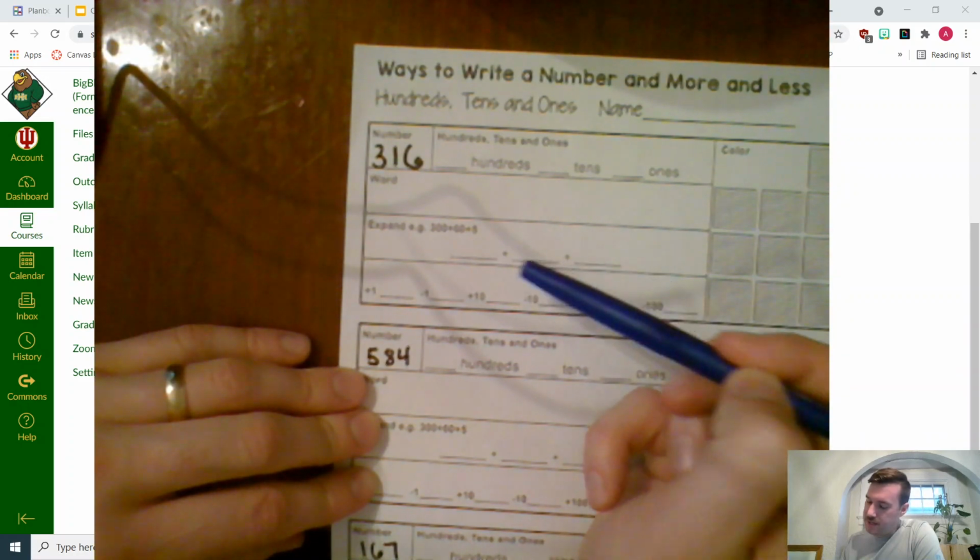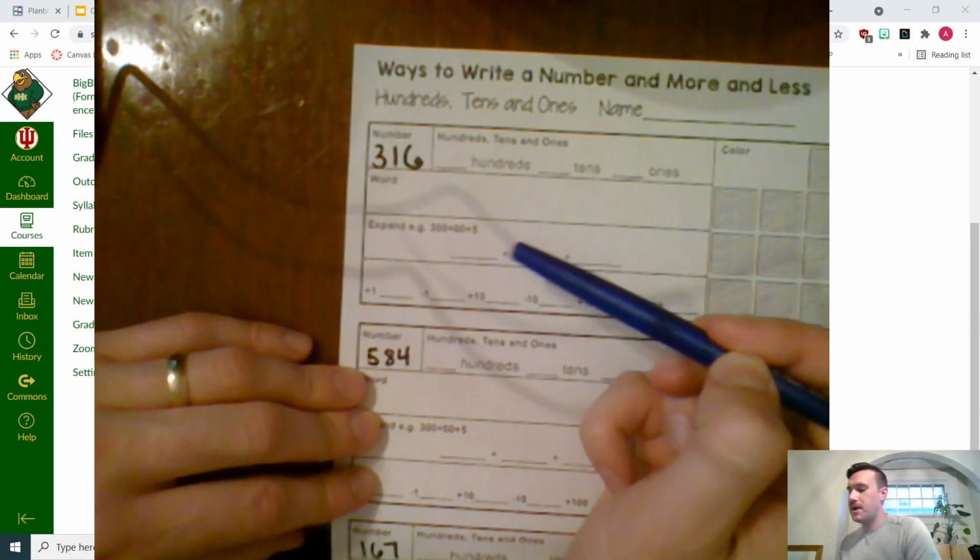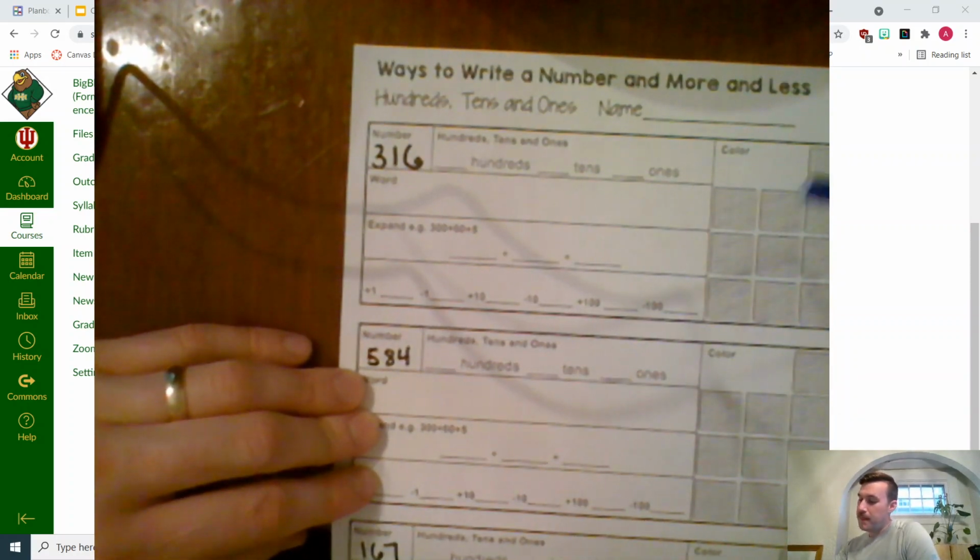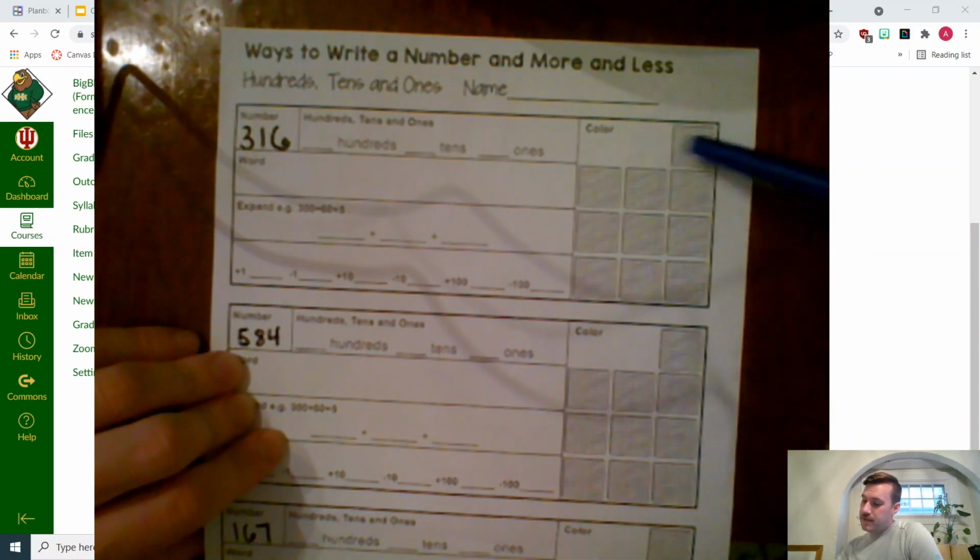Okay, now expanded form, hundreds, tens, and ones. So it has an example there. You're going to add the how many hundreds, how many tens, and how many ones. Then the last thing is color.